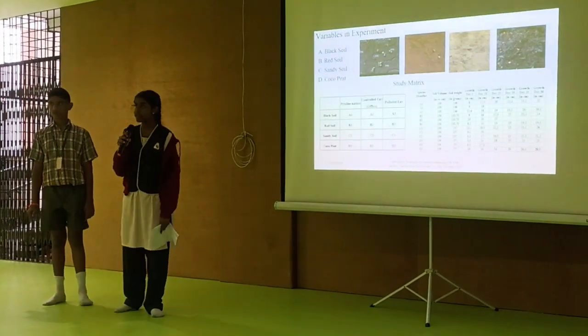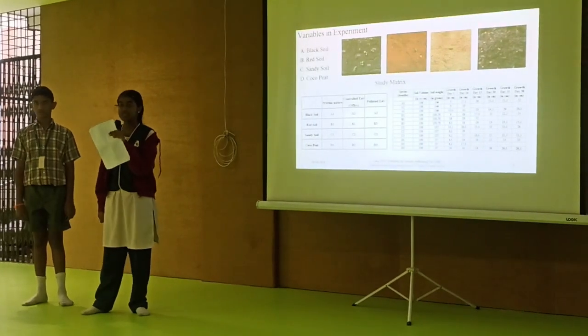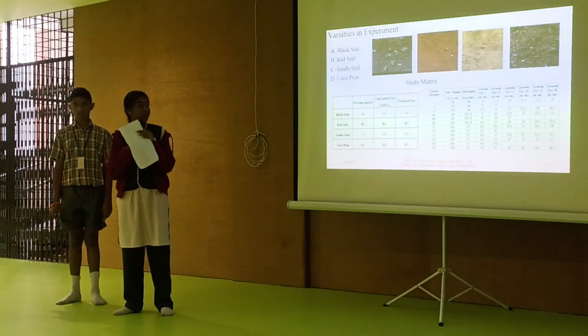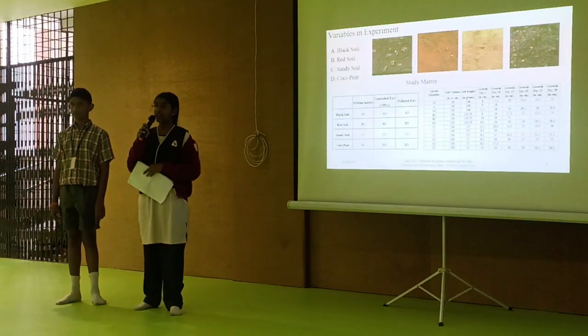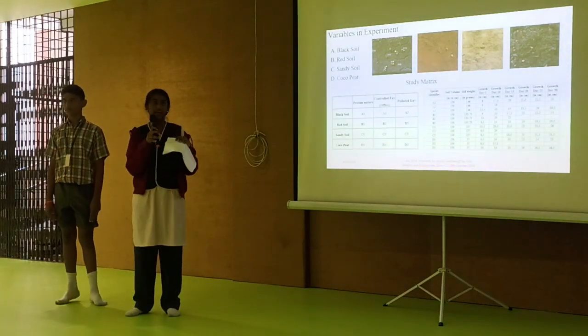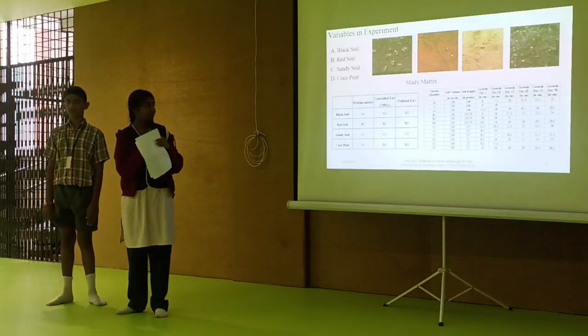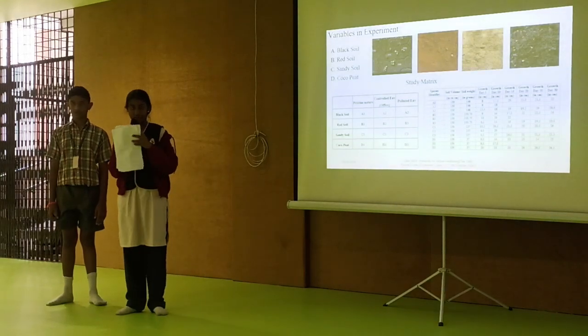Now coming to the variables in the experiment, we chose 4 major soils that we could observe over the entire nation, namely A, black soil, B, red soil, C, sand, and D, cocoa peat. We also used a unique identification code for each sample. So as you can see, this is the data matrix that we have studied.